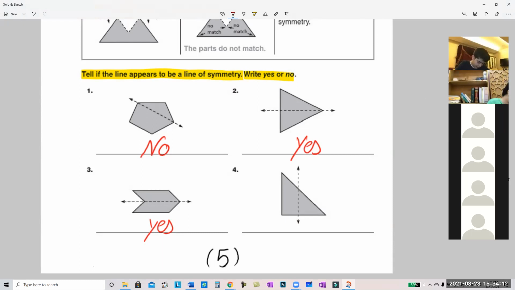Fahd, where have you been, man? Here, teacher. Okay, so what about number 4? Is it a line of symmetry or not? Of course not, teacher. Yeah, great.